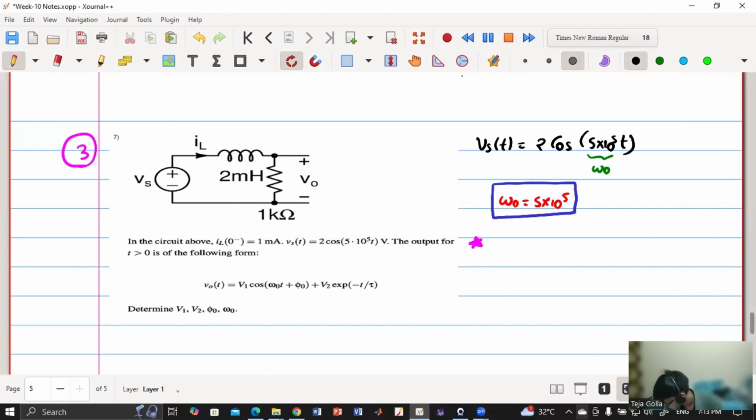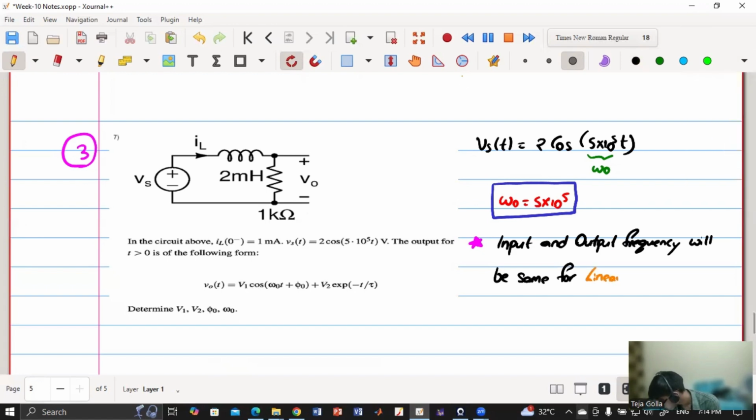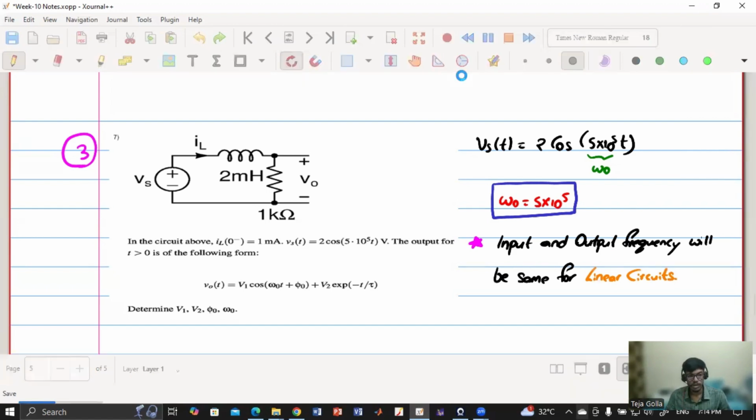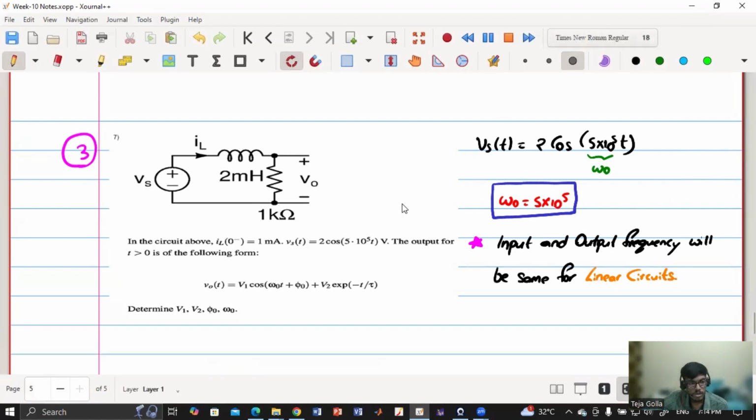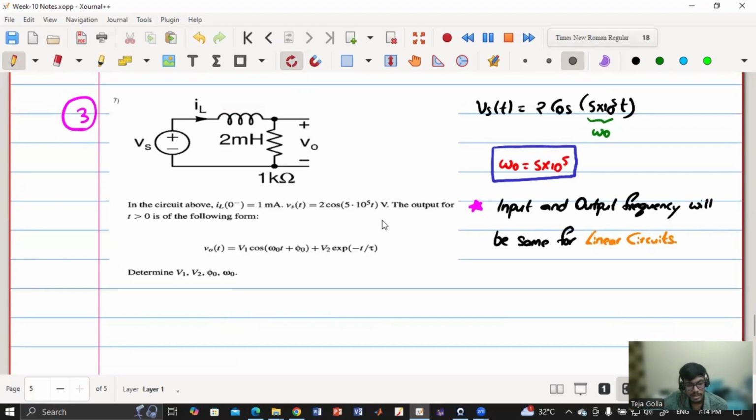Input and output frequency will be the same for linear circuits. Okay, got it. So now again the same.